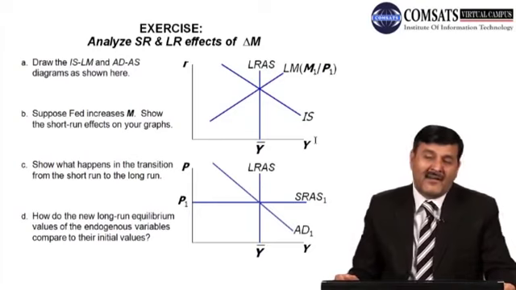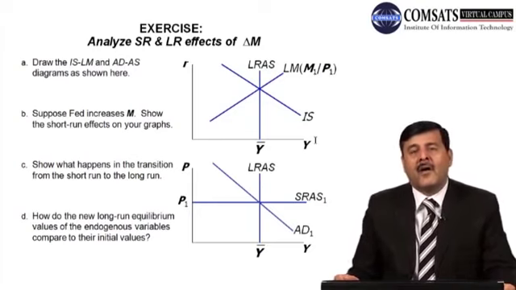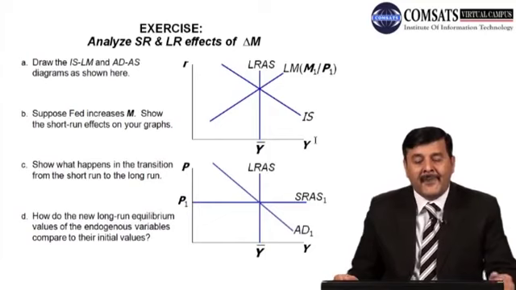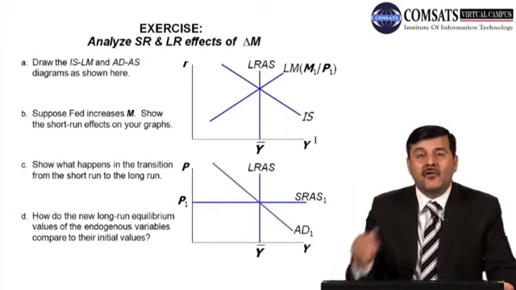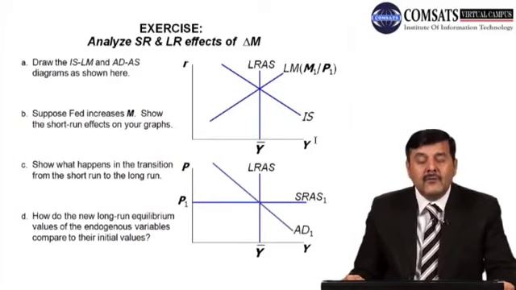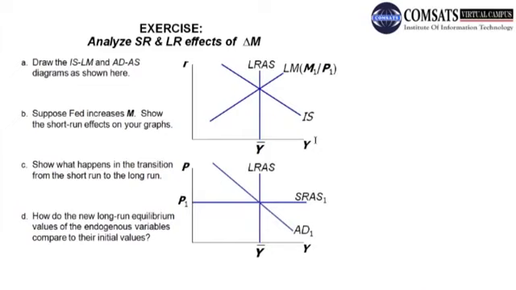Suppose the Fed increases the money supply. If the government or the central bank increases the money supply, what will happen? Show the short run effects on your graph. Number C, show what happens in the transition from the short run to the long run. Number D, how do the new long run equilibrium values of the endogenous variables compare to their initial values? So you are supposed to do this yourself. This is an exercise, a practice question for you.